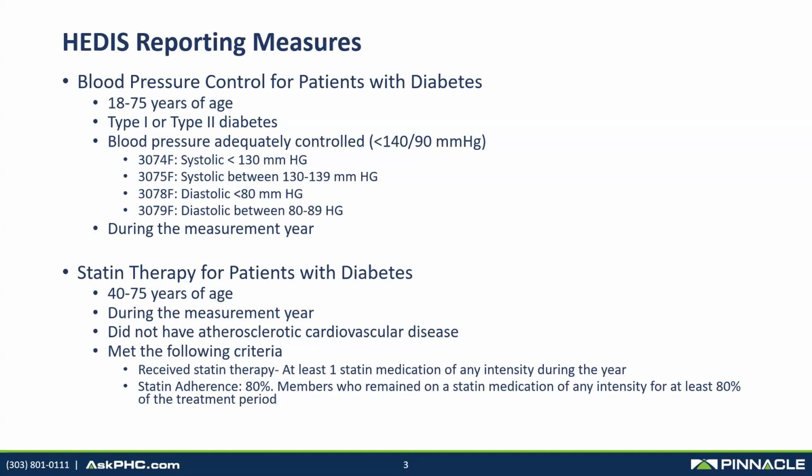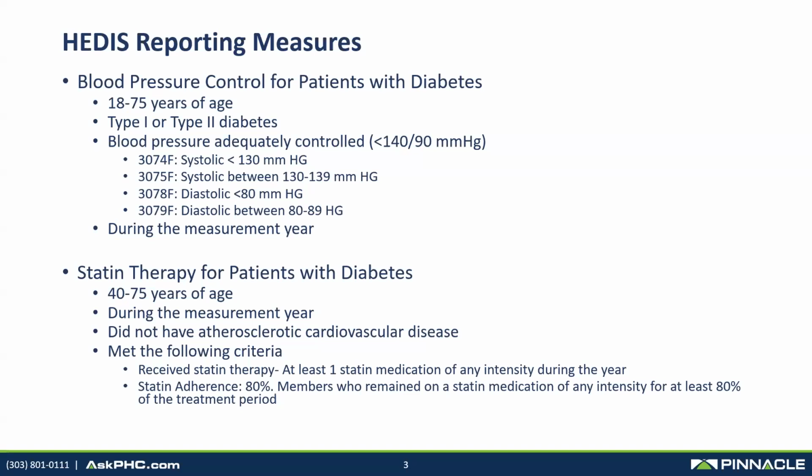Now, another question that came in is, how often do we have to capture this information? It is only one time during the measurement year. So CMS guidelines for HEDIS reporting, MIPS reporting, you only have to document it and capture it one time during the measurement year. Our measurement year begins January the 1st and it ends on December 31st.